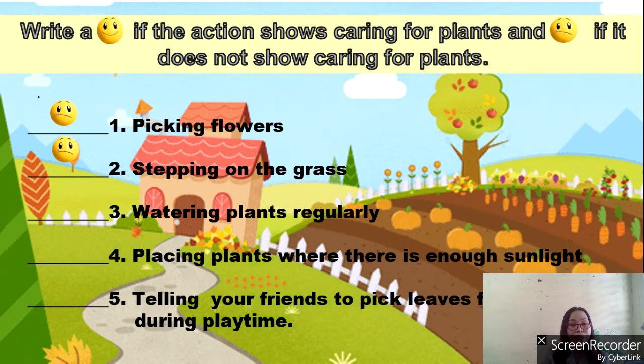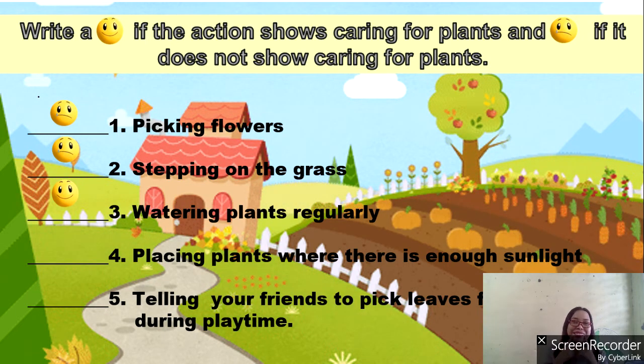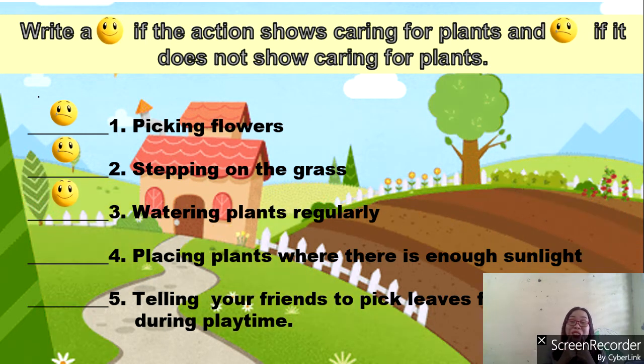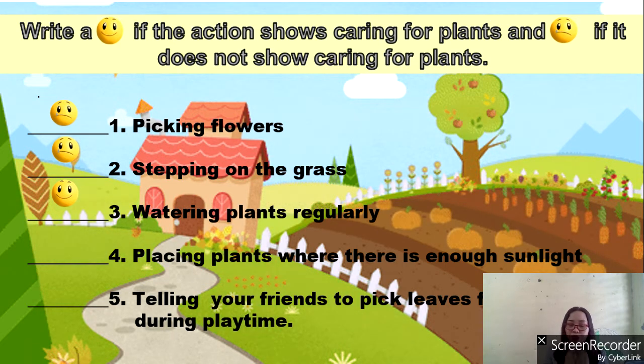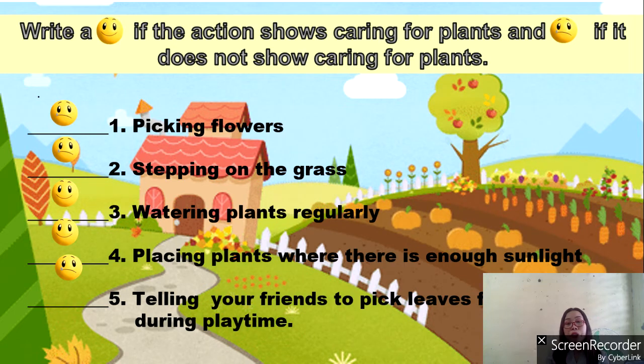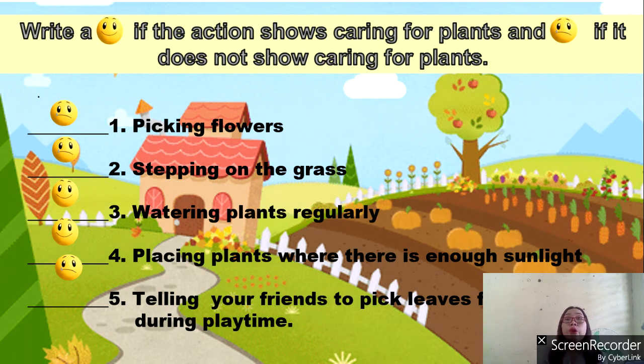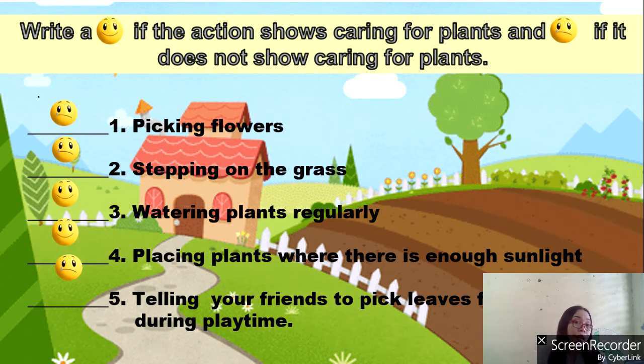Okay. Number three, watering plants regularly. Happy face. Yes, it means you're taking care of the plants. Number four, placing plants where there is enough sunlight. Happy face. Yes, very good. And number five, it's a sad face. Okay, because when you pick leaves from plants during playtime, it means you're not taking care of the plants.